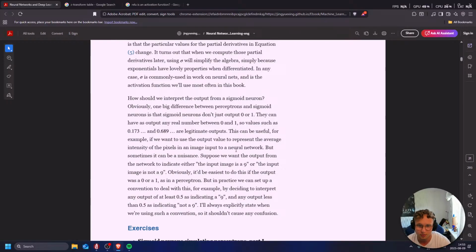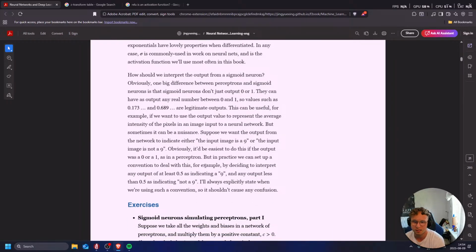Suppose we want the output from the network to indicate either the input image is a 9 or the input image is not a 9. Obviously, it would be easy to do this if the output was a 0 or 1, as in a perceptron. But in practice, we can set up a convention to deal with this. For example, by deciding to interpret any output of at least 0.5 as indicating a 9, and any output less than 0.5 as indicating not a 9. So they are basically just creating a mathematical condition to decide whether the output is a 9 or not.